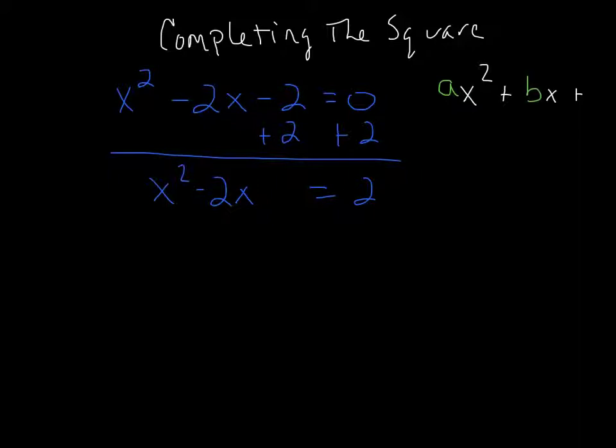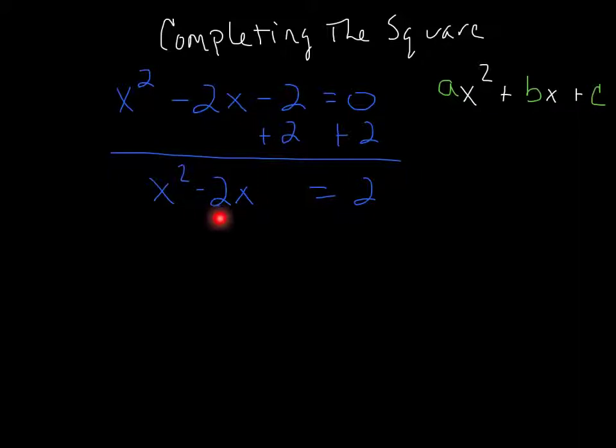B is always the coefficient before the linear term, the x by itself, whatever letter you use. And then they use c as the constant. So a is always before x squared, b is always before x, and c is the one always by itself.